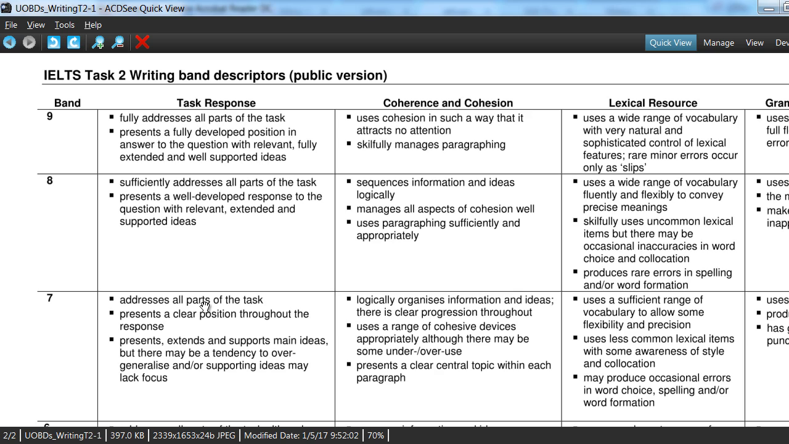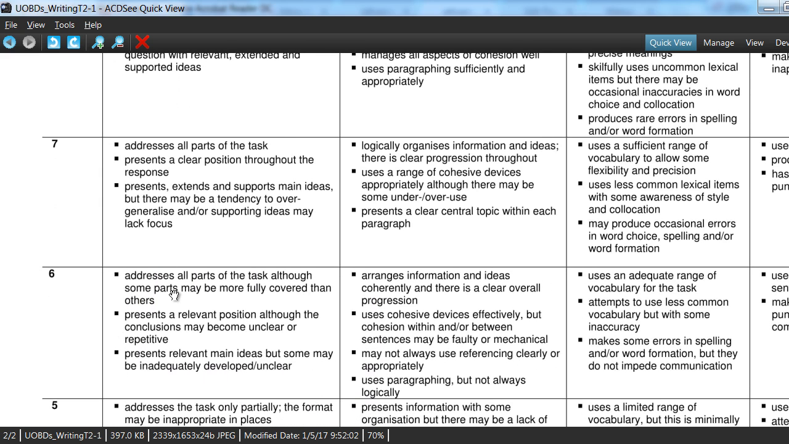7 also addresses all parts of the task. So if you don't address all parts of the task well, you may drop down to a 6. So 6 would mean that you've got all three, you've discussed both views, you've given an opinion, but one part is not done particularly well. Often this is the opinion. Often the opinion is just one sentence like, in conclusion, I believe that the education system should only focus on preparing students for their careers.